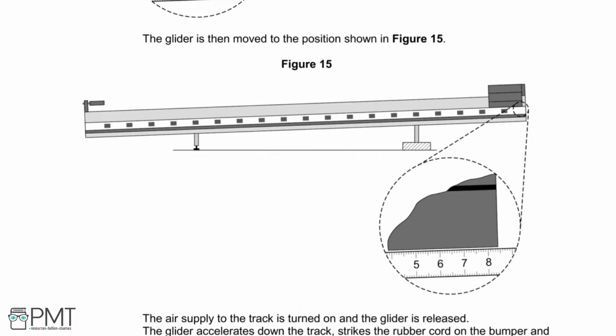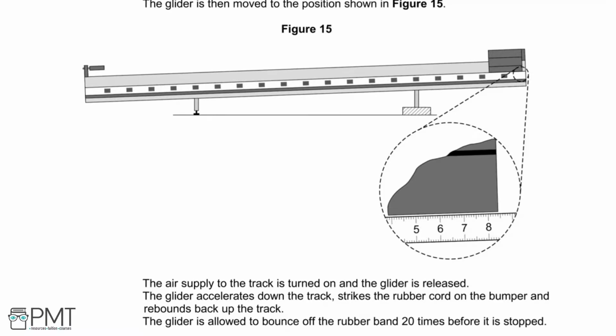The glider is then moved to the position shown in figure 15. Now you can see there isn't a grey rectangle there with a 10 centimeter marking, but we know that this is right up at the end of the 2 meter air track. So this position here is going to be at 198.4 centimeters, because you can see that the front corner is at the 8.4 centimeter mark of that 10 centimeter division.